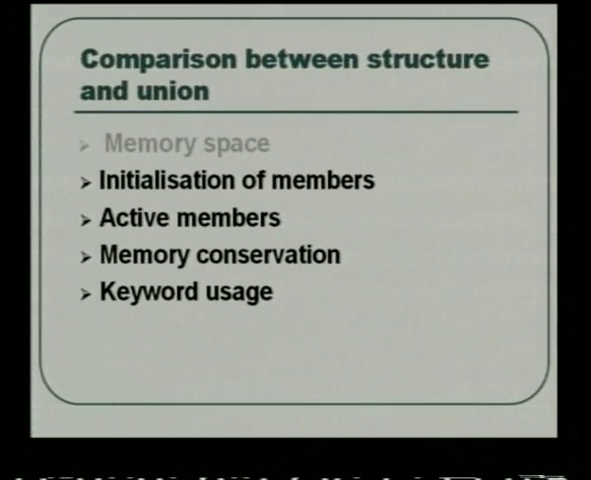Now we have a few points on which we compare a structure and a union. First is the memory space. In a structure, memory space is allocated to each member individually, whereas in a union, the member which needs the largest amount of memory is allocated a whole block of memory, and that one block is shared by the other members of the union.